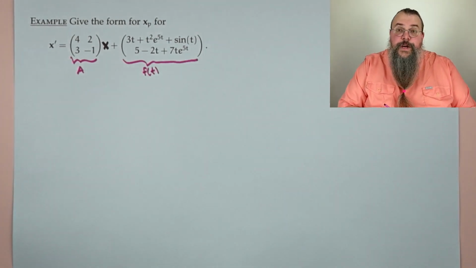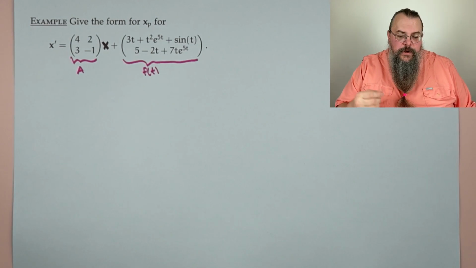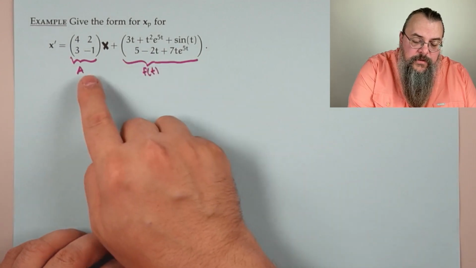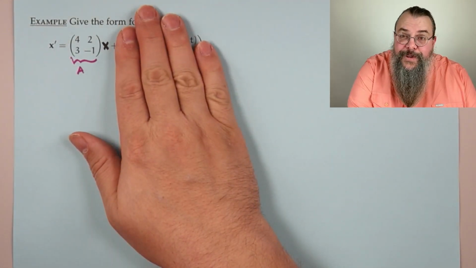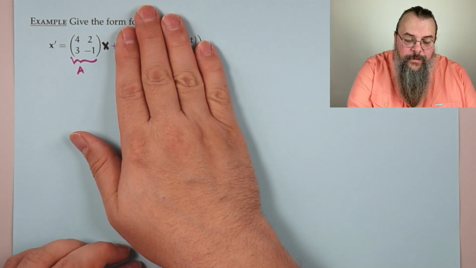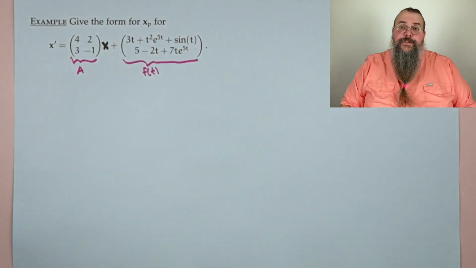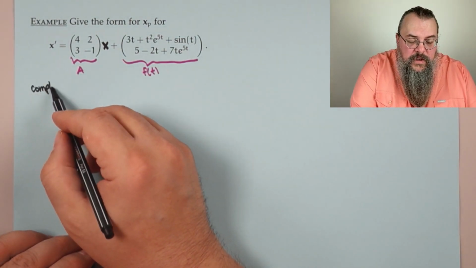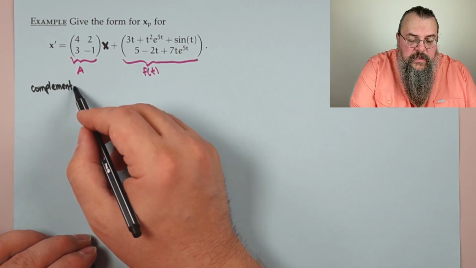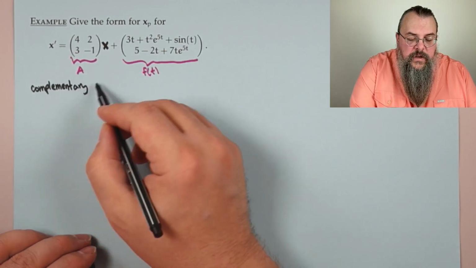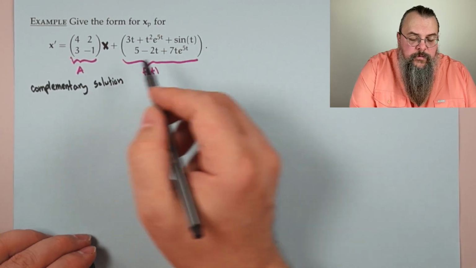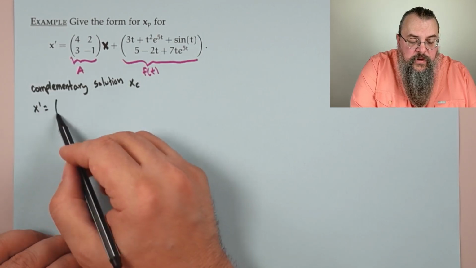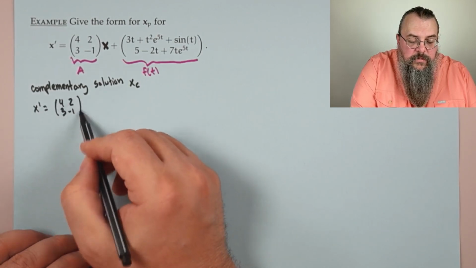So we want to do a couple of things. First off, we need to pull apart f of t. And we're also going to look at what happens when we look at x prime equals Ax, because that's going to play a role as well. Okay, so maybe let's do the x prime equals Ax. We can call that our complementary solution. So we take x prime equals our matrix 4, 2, 3, minus 1 times x.